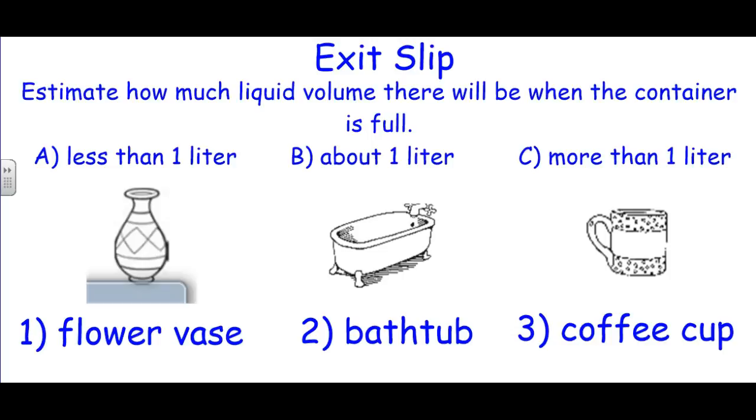It says estimate how much liquid volume there will be when the container is full. So if I have a flower vase, is that going to be less than a liter, about 1 liter, or more than 1 liter? So on your paper you will write flower vase and next to it you will put less than a liter, about 1 liter, or more than a liter. Bathtub you will write the same thing, and then a coffee cup you will write the same thing. So writing those 3 things down and then putting one of these next to it for how many liters it would have. So once you have this written on your piece of paper, you will bring that to me and then we will check it.